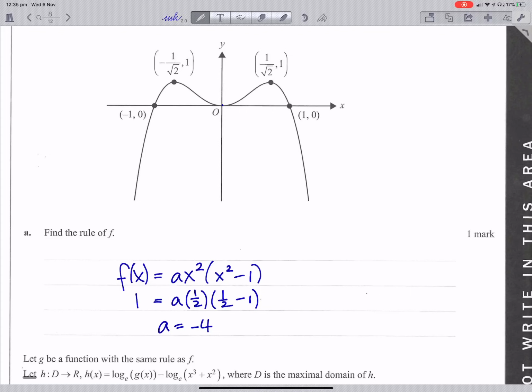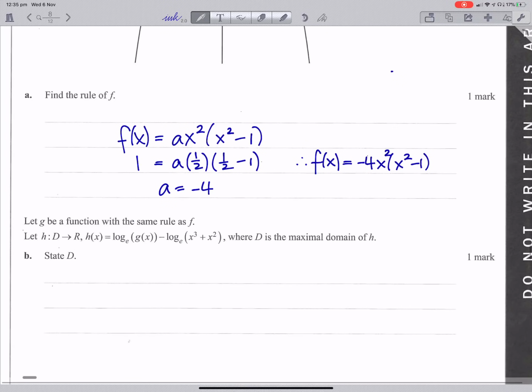Does that make sense? Because we know if we had x plus 1 and x minus 1, that's x squared minus 1. And when we sub 1 on root 2 into that, it just makes it a half. Okay, so therefore f of x is negative 4 x squared, x squared minus 1.